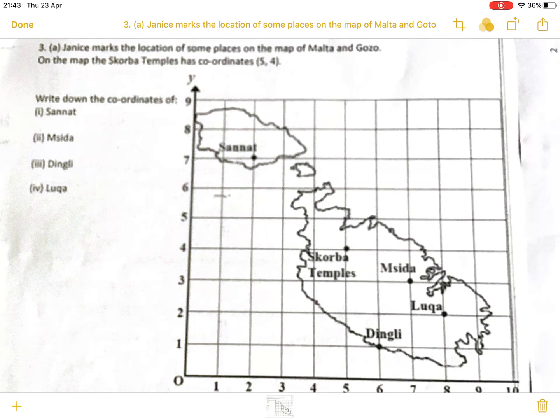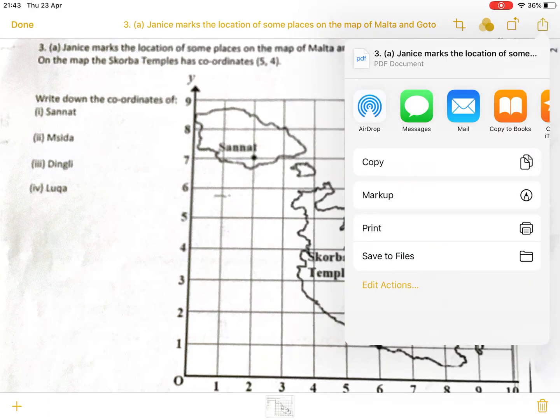Now, the first question. Write down the coordinates of Sannat. To arrive at Sannat, we need to move horizontally 2 units and vertically 7 units. So the x-coordinate of Sannat is 2. The y-coordinate of Sannat is 7. So the coordinates of Sannat are 2, 7.